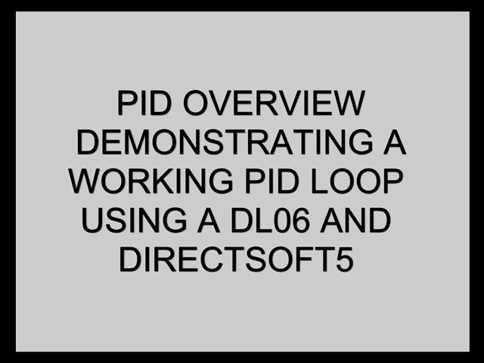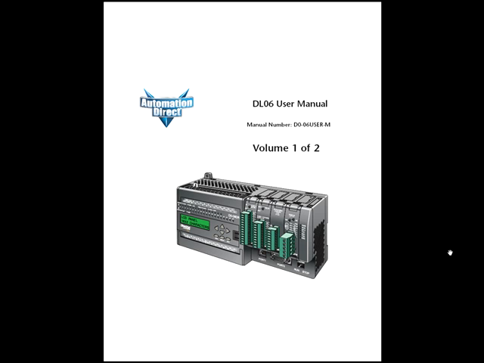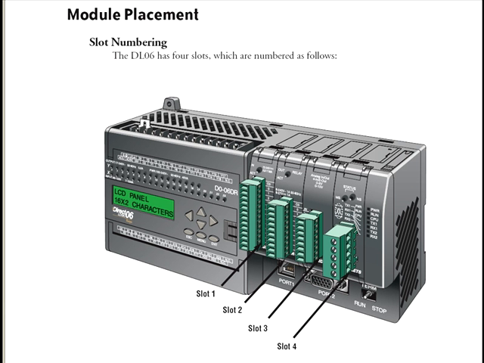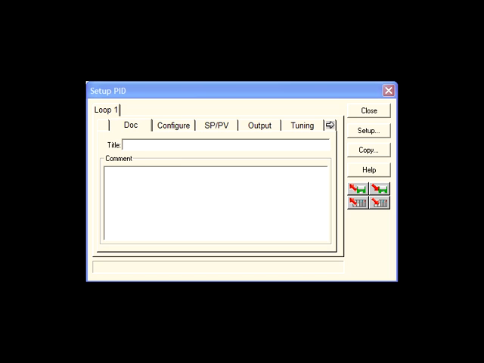This is a PID overview demonstrating a working PID loop using a DL06 and DirectSoft. We're using the F0-2AD2DA-2 voltage input and output analog module to send and receive signals from a custom PID application, and this is in slot 1 of the DL06 PLC. Next, we'll set up the PID loop.